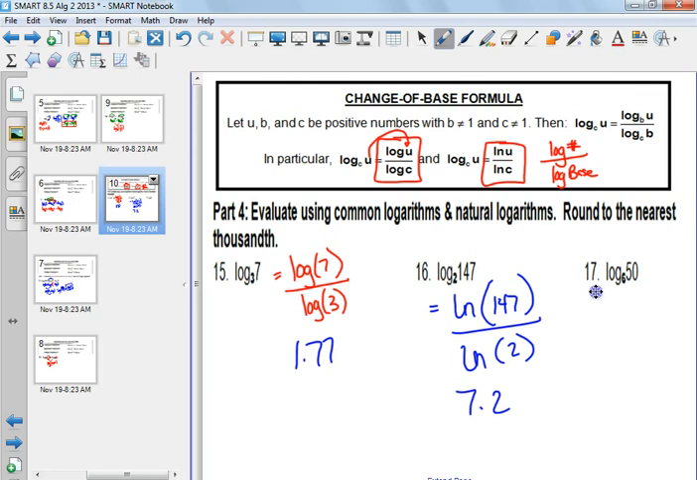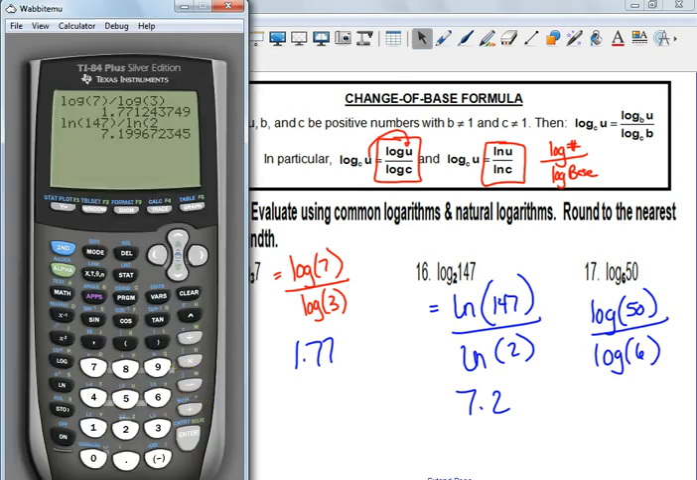And then 17 you can do with whatever common or natural logarithm. So I'm going to do common this time. Log of 50 divided by log of 6. So yes, you need a calculator to do these. If for some reason you're doing your homework and you don't have a calculator, just draw what you would have typed in your calculator out, and then hopefully you have enough time when you come back to school to type them in. So 2.2.